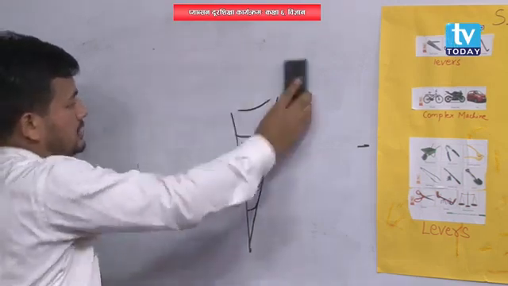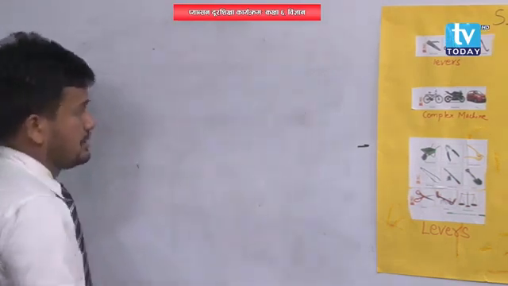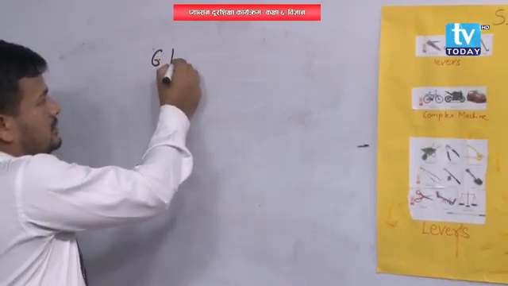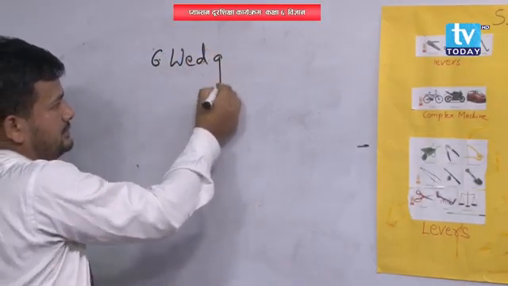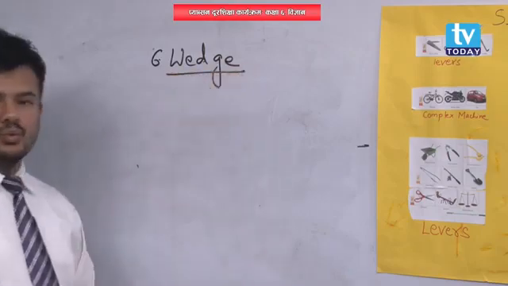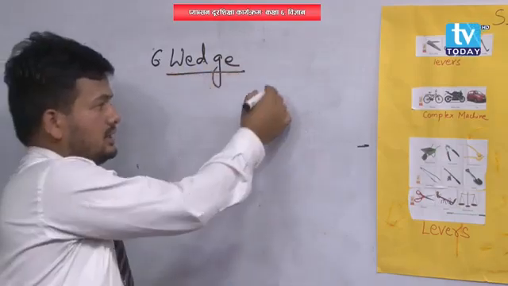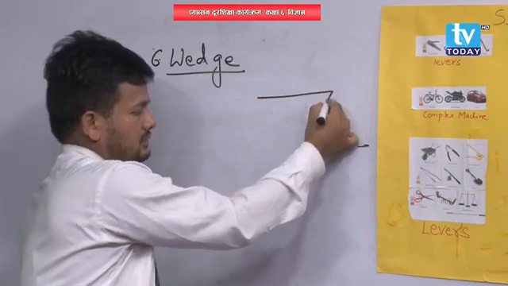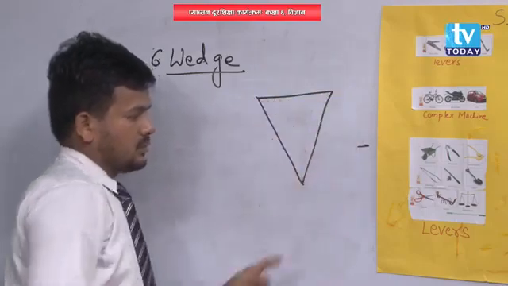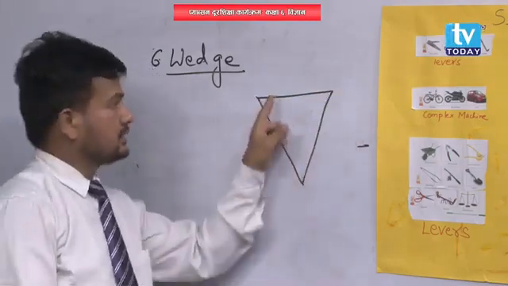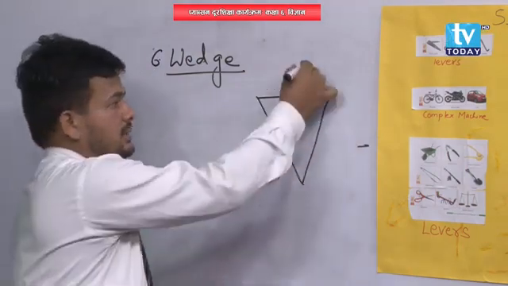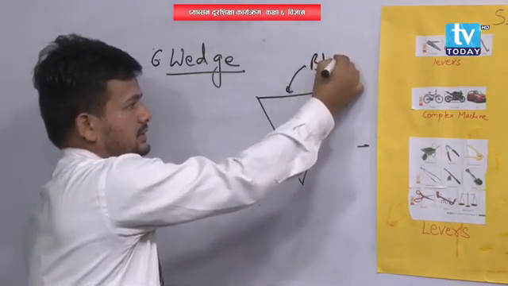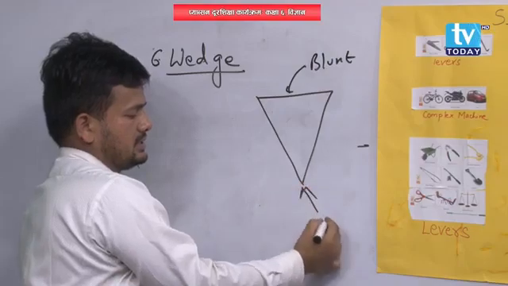The sixth one we are going to discuss is the wedge. What is a wedge? A wedge is a simple machine having one part very sharp and the other part blunt. This part is blunt and this part is very sharp.